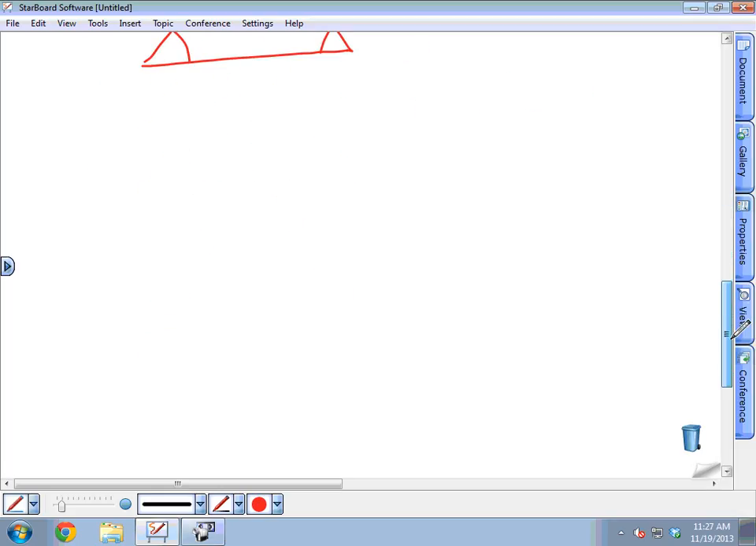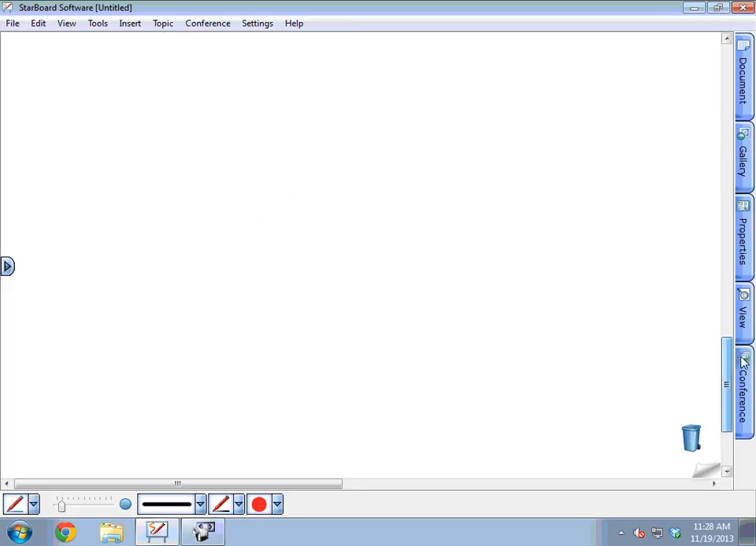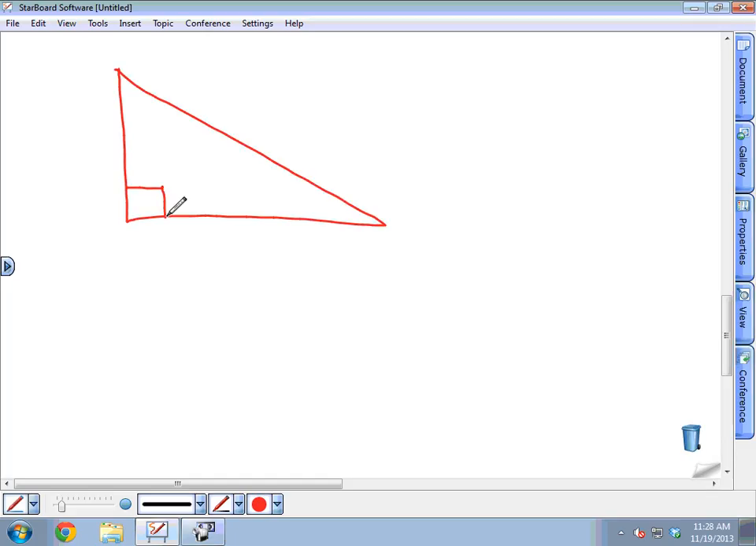All right, Molly, there are 2 left. The SSS postulate. Okay, I think this is probably the simplest, right? If you have 3 congruent sides, then you have congruent triangles. And I have 1 left. Jordan. The HL theorem. It says if the hypotenuse and leg.